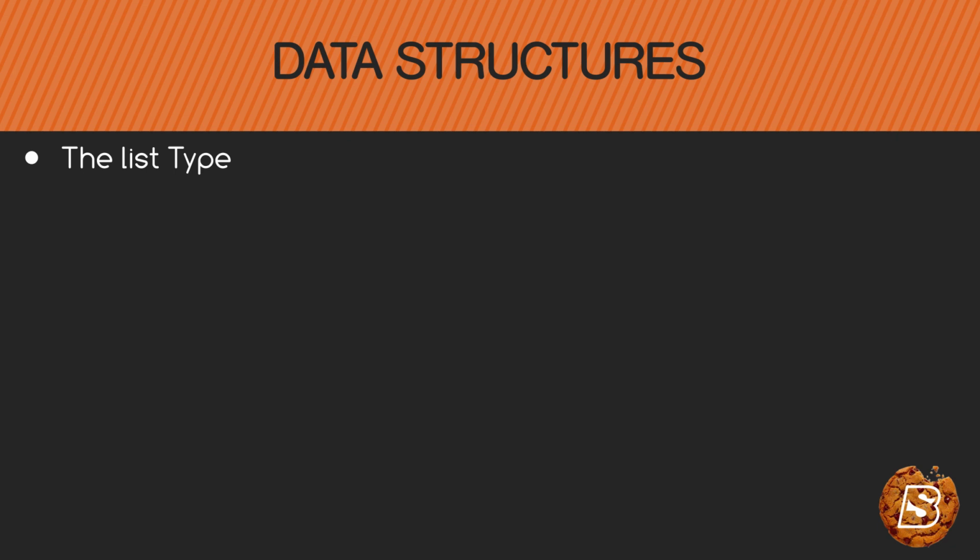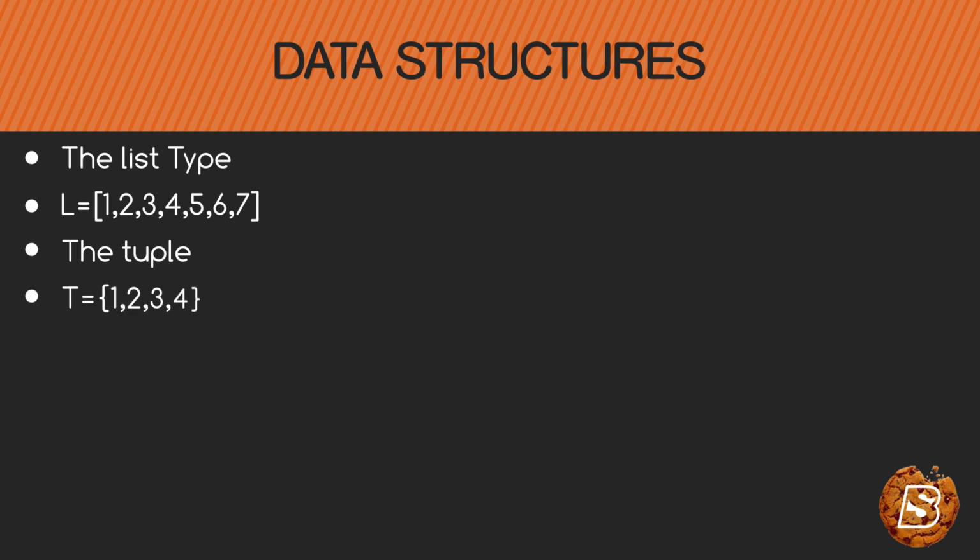And as we know, the list is a mutable data structure, which means that we can add, delete, and edit list items. You can see that it is created using rectangular brackets. Next, we have the tuple. Tuple is similar to list, but it is immutable. So we have tuple created using curly brackets, as you can see over here.